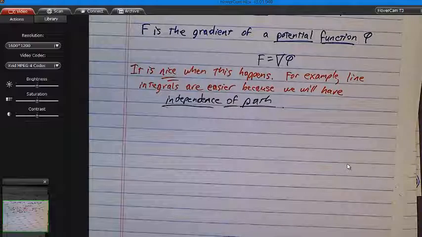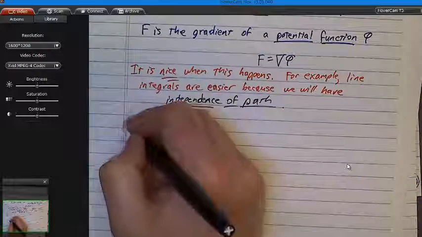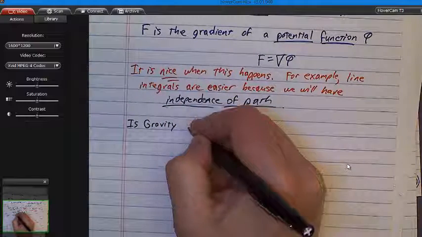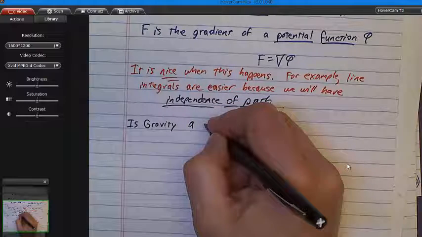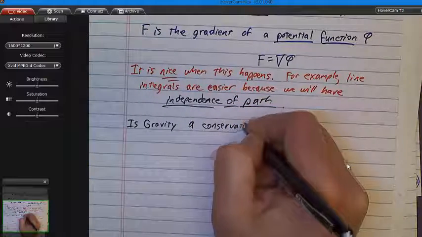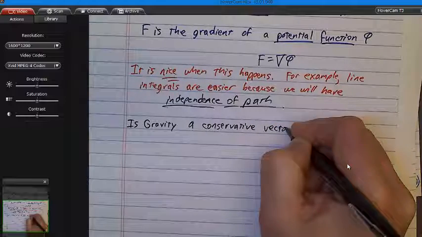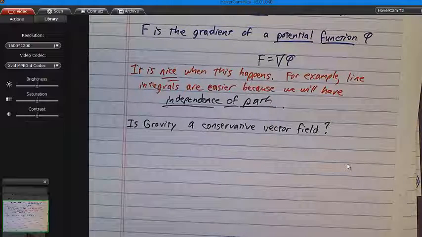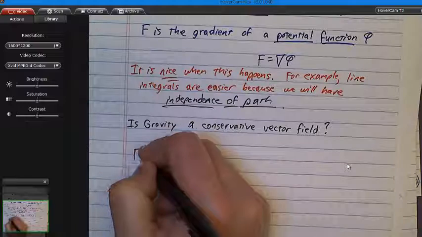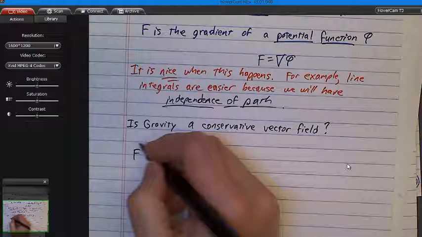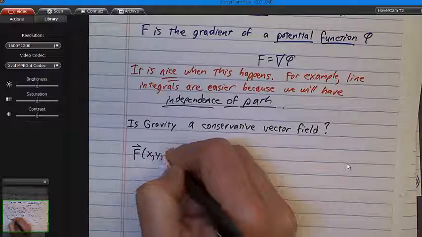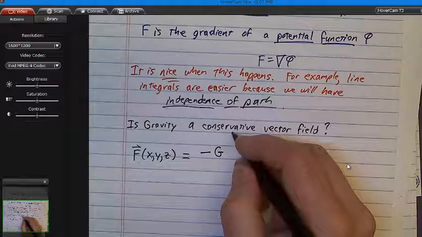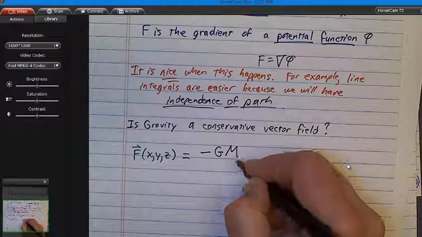All right, so let's do this. Let's talk about gravity. So here's a question: is gravity a conservative vector field? Now, did I do gravity with you guys? I think we did this. We did this before your last exam. We said F of x, y, z could be thought of as negative, and then I used the gravitational constant, and I had an m for a mass. You guys remember this?